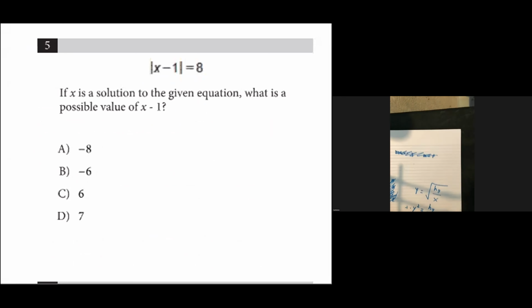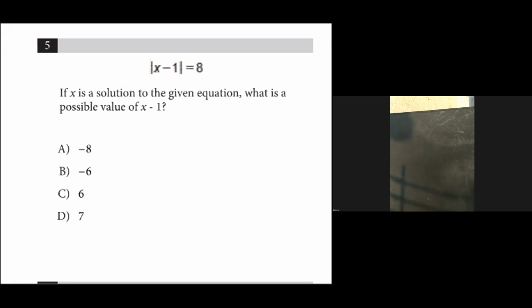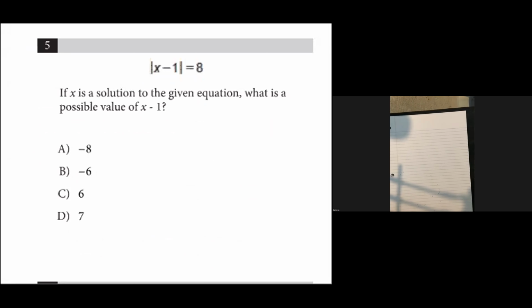So now on to question 5, where we're given the absolute value of x minus 1 equals 8. If x is a solution to a given equation, what is the possible value of x minus 1? And so I'll give you about a minute to solve this, and then I'll show you how I would solve this. Or a good way to solve this.